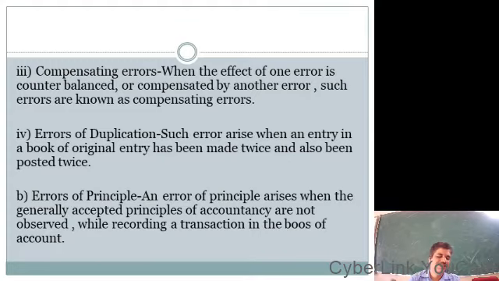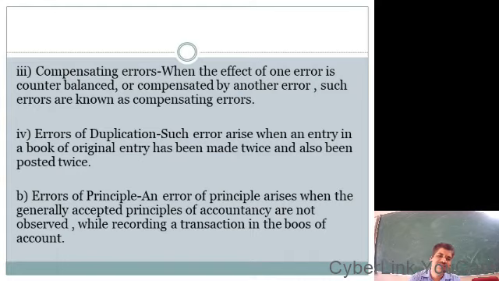Say X account is under totaled by rupees 100 and Y account is over totaled by rupees 100. So one account is under totaled, and another account is over totaled. The amount is the same, 100. So the mistake on one side is counterbalanced by the mistake on the other side. Detection of such an error is difficult, but by careful checking, it can be detected.